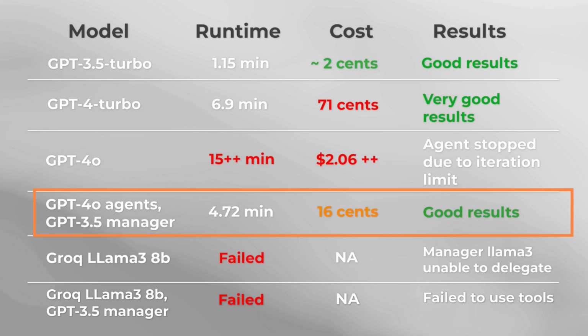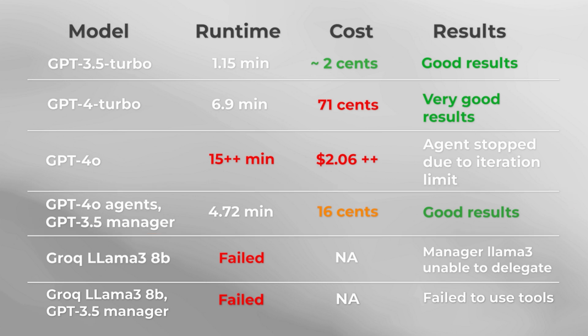Using a team of 4o agents with a 3.5 manager might be a good trade-off, as the quality was great, but the cost was only 16 cents. In general, I have found that mixing LLMs can be a good solution. It might even make sense to have different agents use different LLMs, with the more important tasks being performed by more powerful agents and the simple tasks by cheaper LLMs.